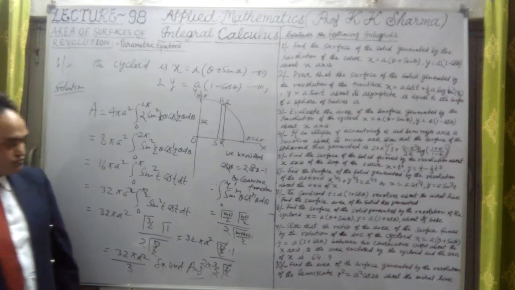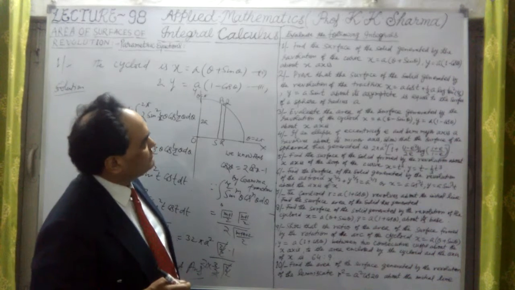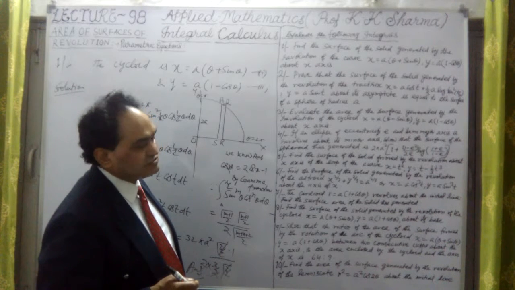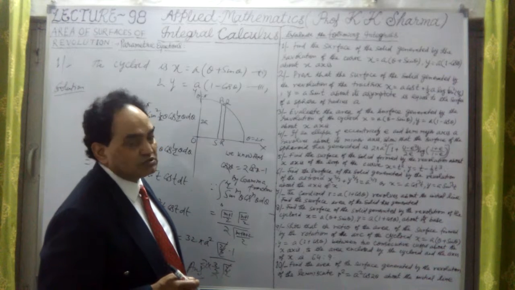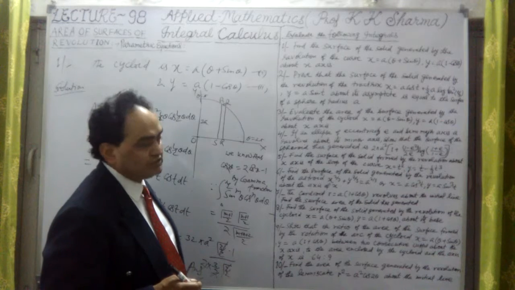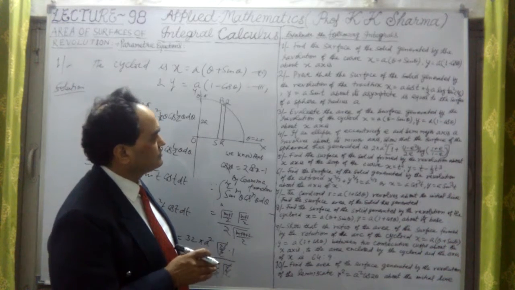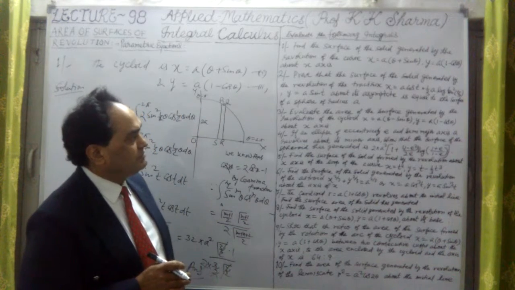Now let me talk about question number 2. Prove that the surface of the solid generated by the revolution of the tractrix x equal to a cos t plus a log tan square t by 2, and y equal to a sin t, about its asymptote is equal to the surface of a sphere of radius a. Okay, that we will do.